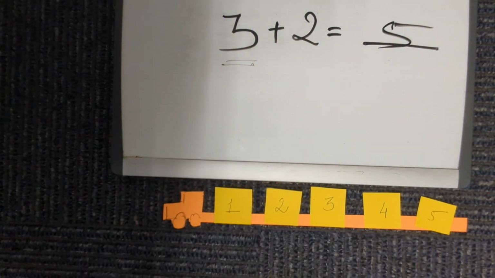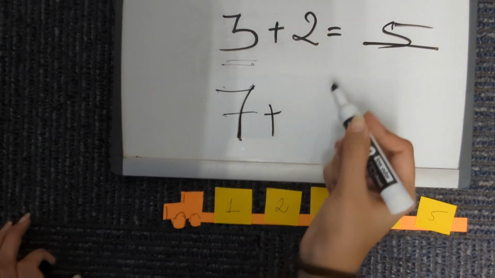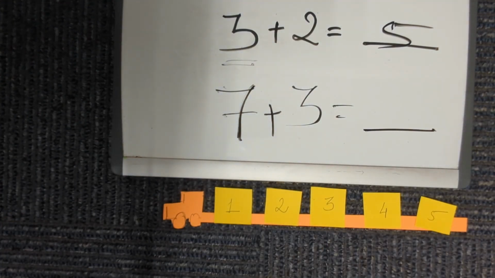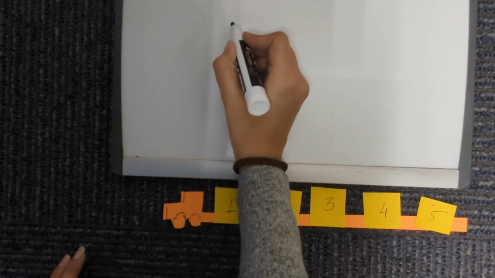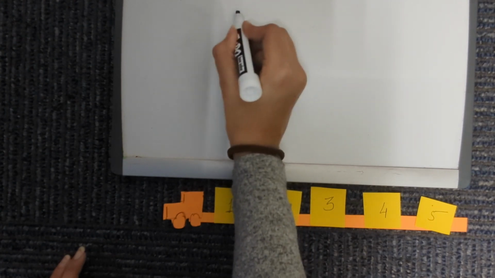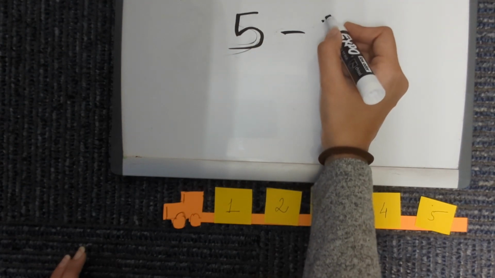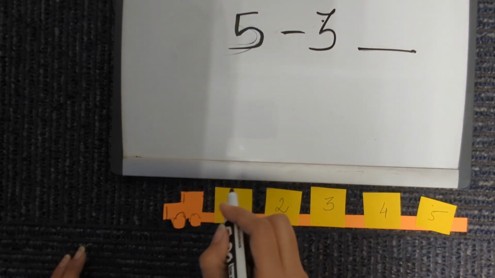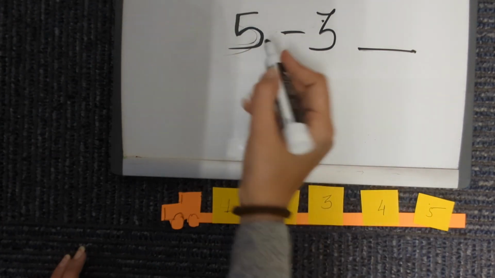Now, for the purpose of practice, perform addition of these two numbers, 7 plus 3, using the train. Let me know the answers in the comment section. For this video, we will perform subtraction on two numbers. Let's say 5 minus 3. So for this, in order to perform subtraction, you will need to make a train which has 5 compartments. I already have that train. You can make a new train or you can use the same one which has 5 compartments.